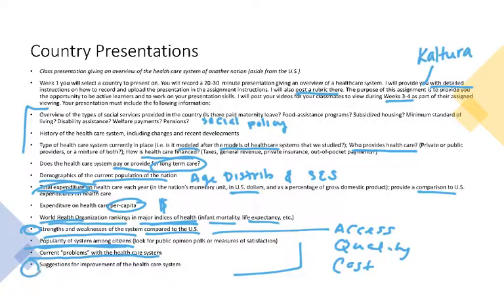And then finally, I'd like you to give me suggestions for how you think that healthcare system could be improved. Does it need additional funding? Does it need better structure? Does it need more providers? Does it need to have better coordination with social services, right? What do you think is needed for that system to improve?